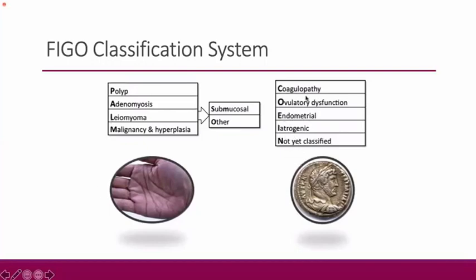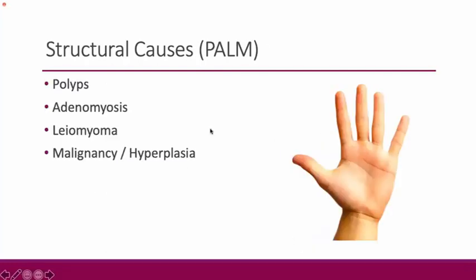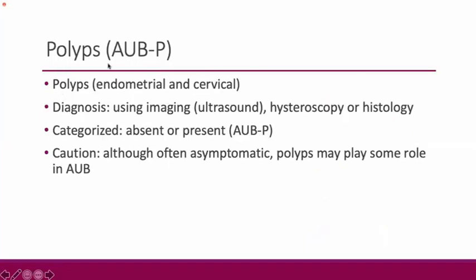So these are the two main problems: is it a structural problem or a functional problem? Structural problems, remember, are PALM: P for polyps, A for adenomyosis, L for leiomyomas, or what we call fibroids, M for malignancy and hyperplasia. So we call it AUB-P.